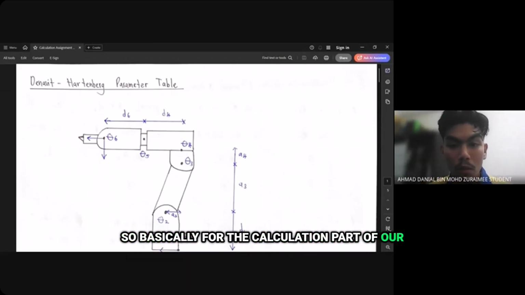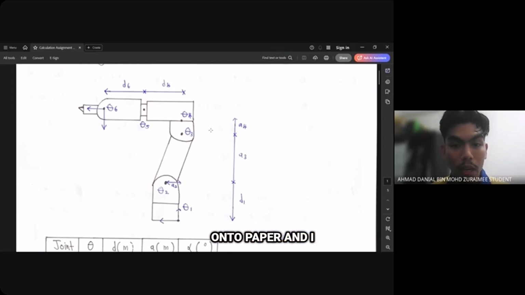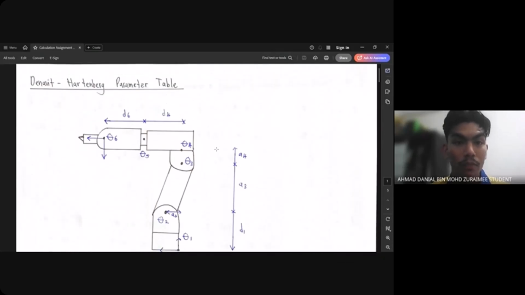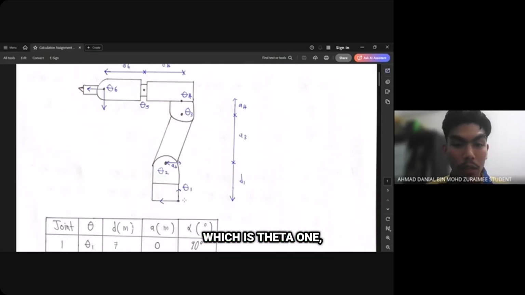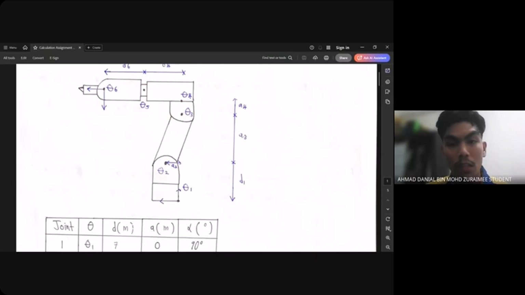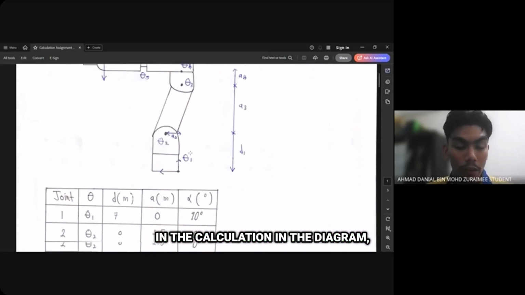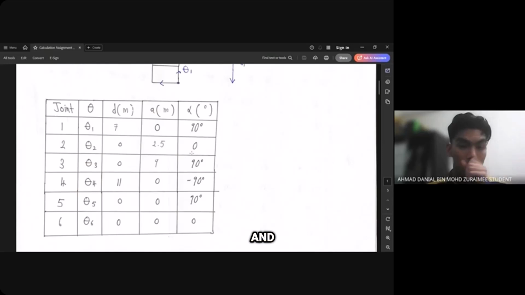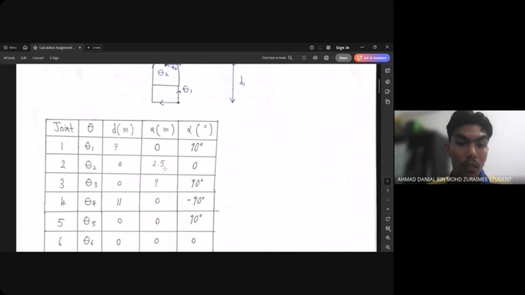I will present my part of the assignment, which is the calculation part. For the calculation of our 6-joint articulated robotic arm, I drew the diagram onto paper because I want to calculate the DH parameters. Here we have joint number 1, which is theta 1, the base joint. Then theta 2, the second joint, theta 3, the third joint, and theta 4, 5, and 6 respectively. After labeling all the critical components in the diagram, I made the table. Since this uses all revolute joints, there are no prismatic joints.